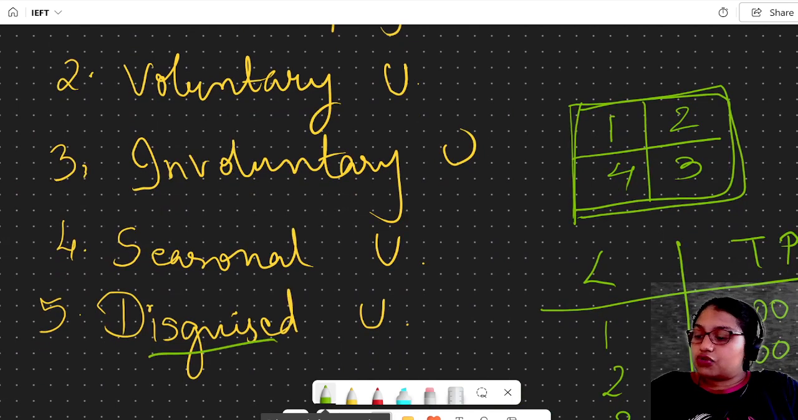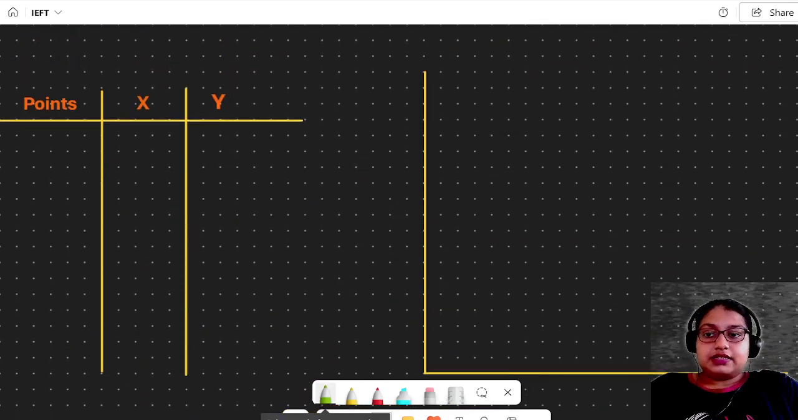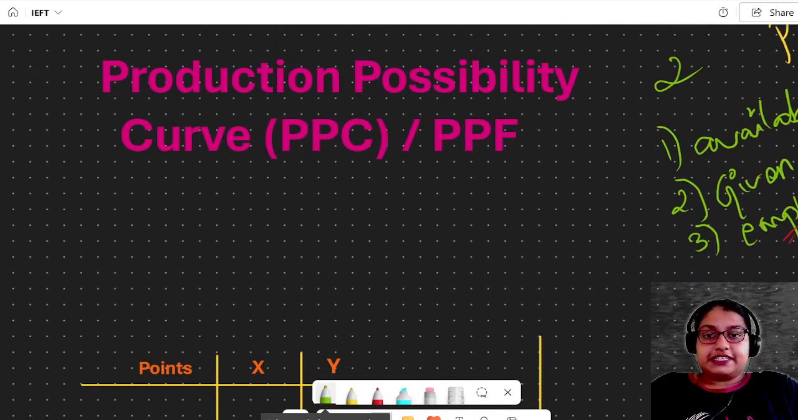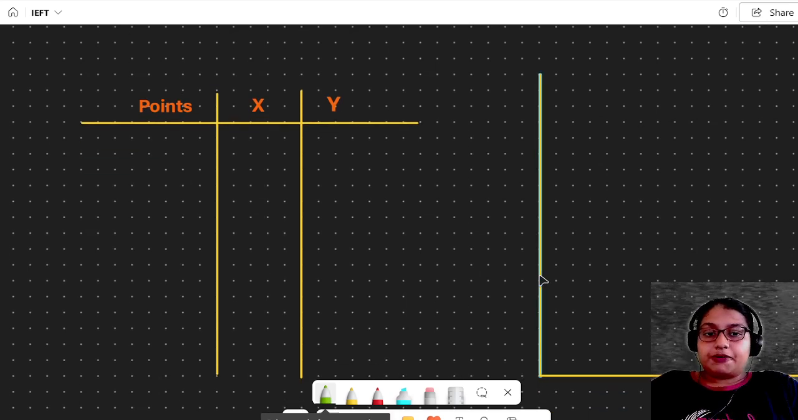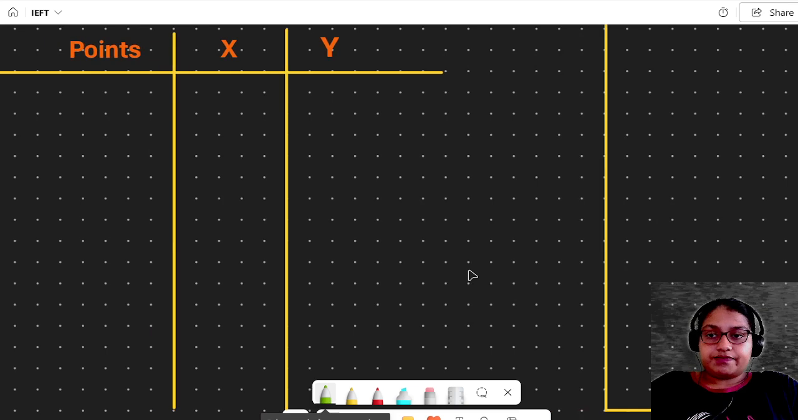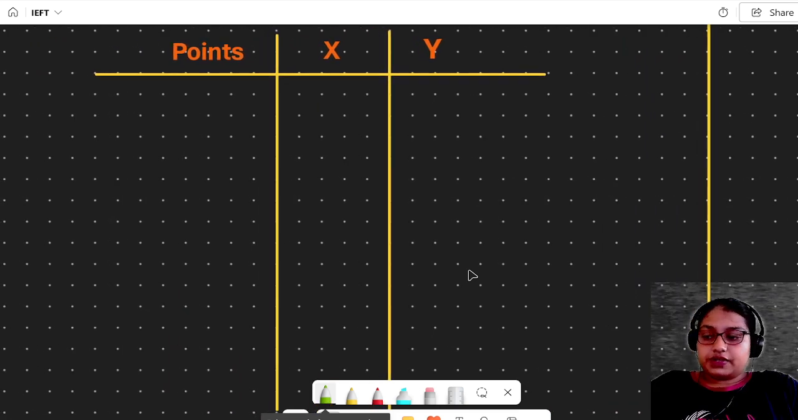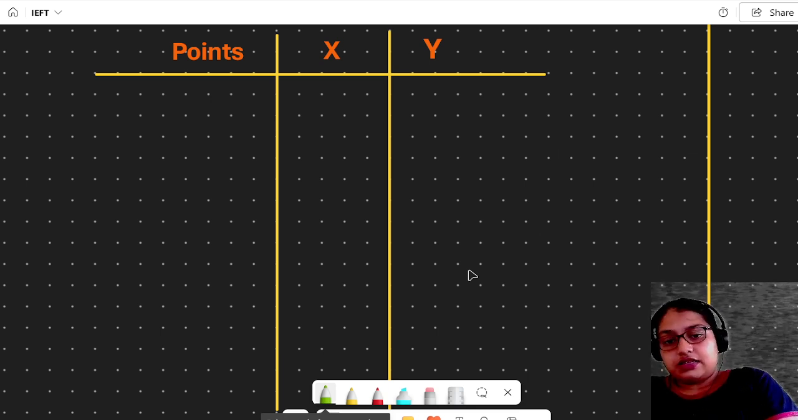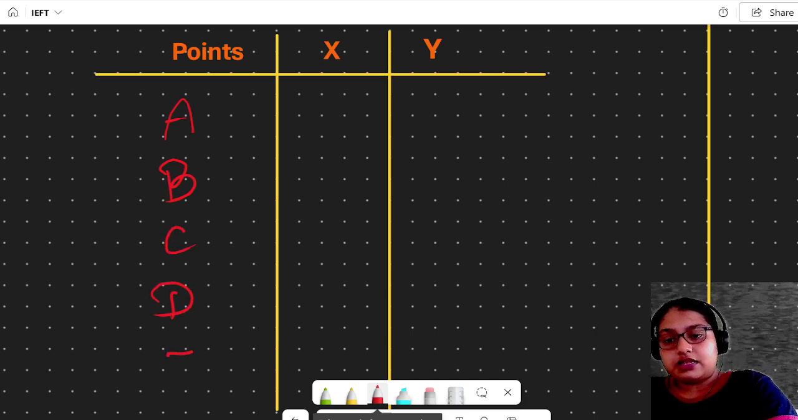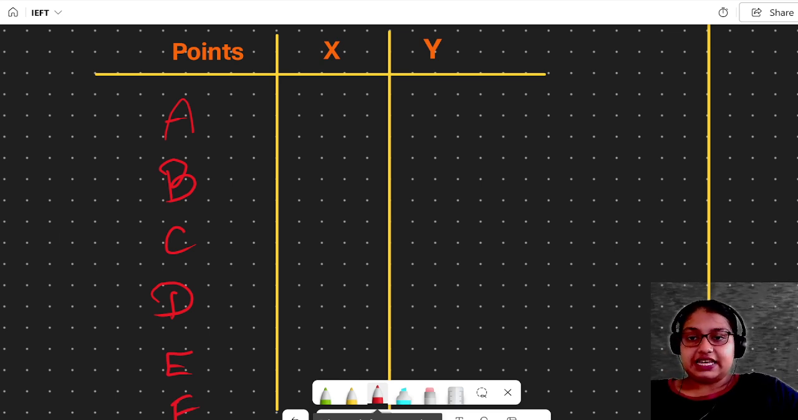And then we have to go to our production possibility curve continuation. I was just telling you about the unemployment part. Now going to the production possibility curve. I am having 6 points: A, B, C, D, E and F.